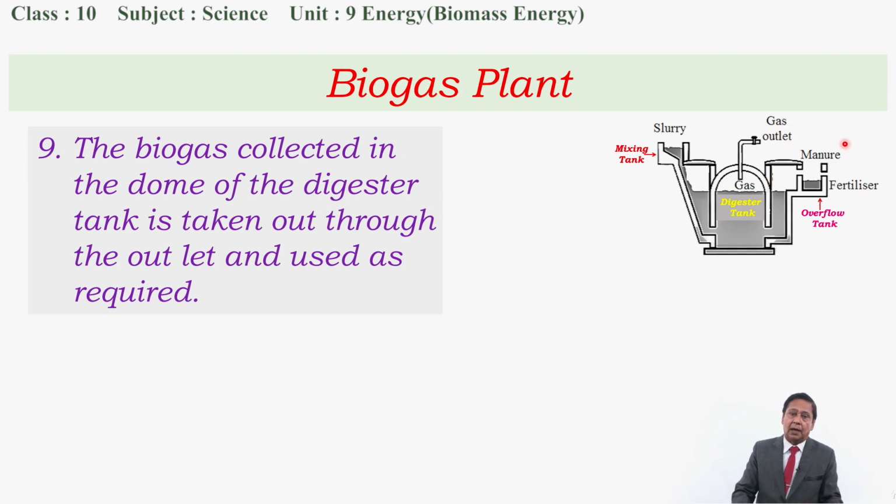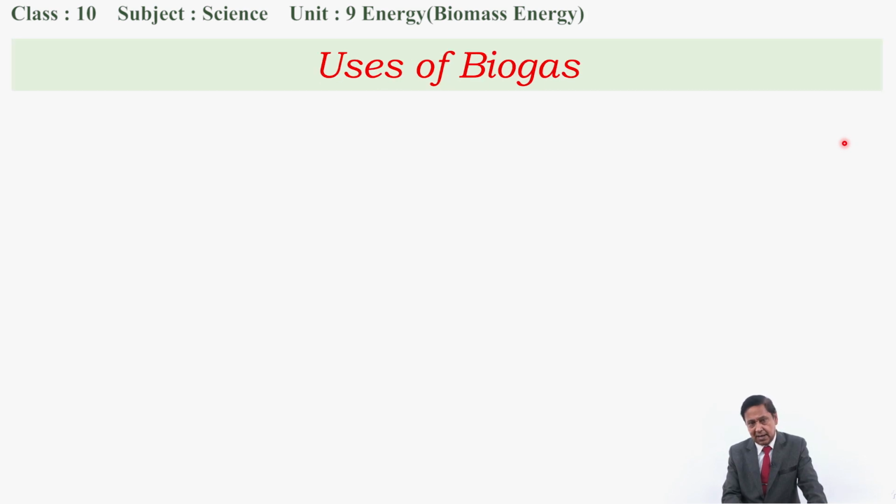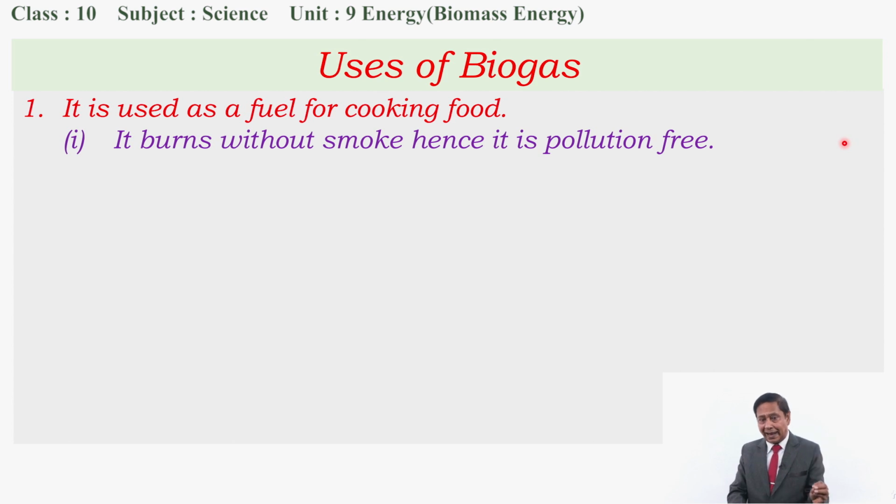Okay, now look at this biogas plant again. We can make this biogas plant whenever, wherever we need to make it. We can make this easy and very simple diagram to represent a biogas plant. And if you are asked about the uses of biogas, then you can say it like this: it is used as a fuel for cooking food. Why should we use biogas for cooking? Why not firewood? Why not liquefied petroleum gas? The question may be like this also. We can say this way: it burns without smoke, hence it is pollution free. That's why it can be used in cooking.